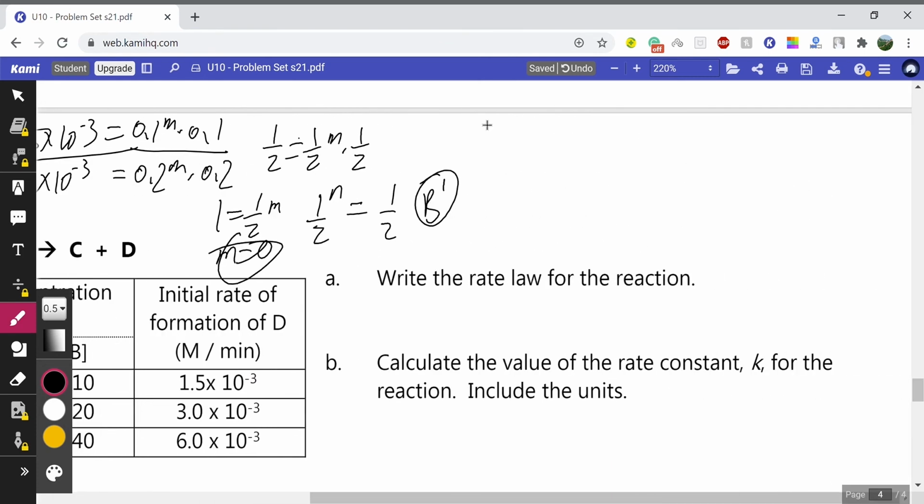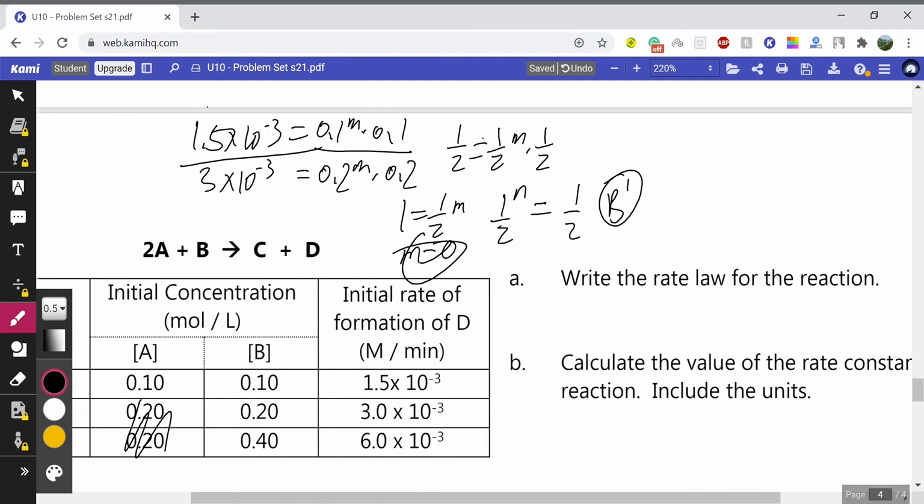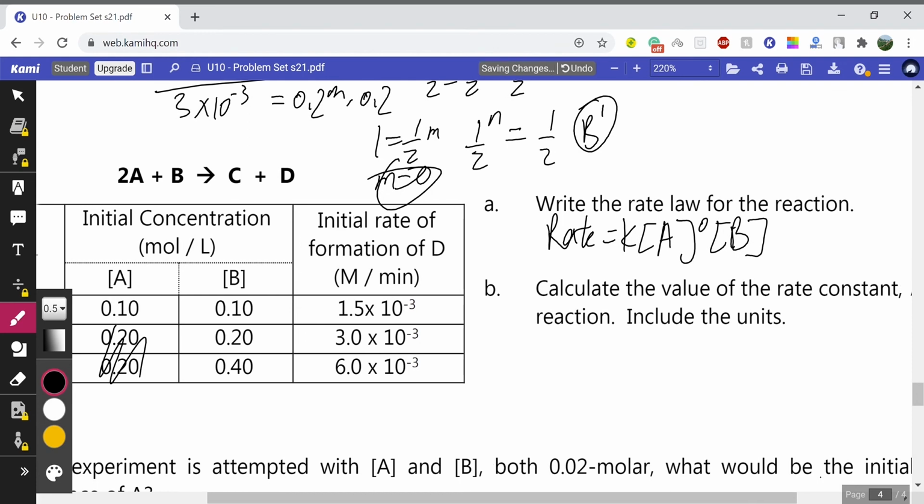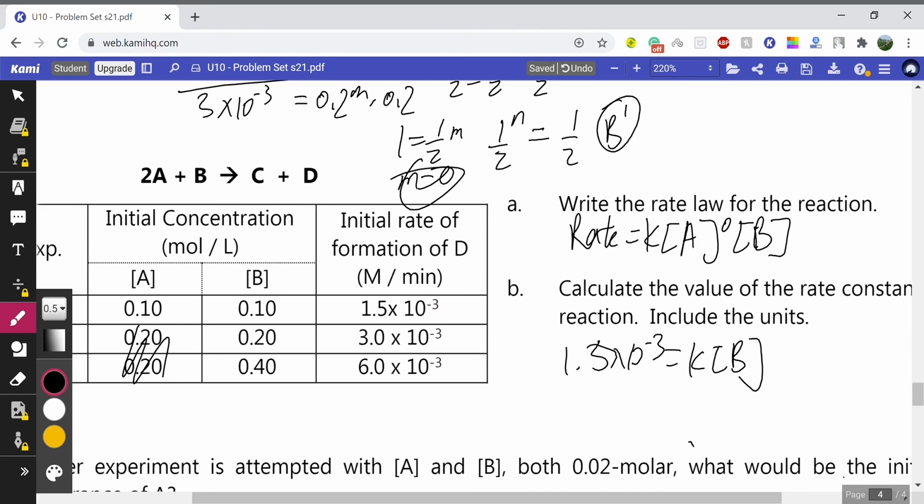So over here, the rate law will be rate is equal to K times A to the zeroth power times B to the first power. Calculate the value for the rate constant K. Easy. Let's just use experiment 1. 1.5 times 10 to the negative 3 is equal to K times concentration of B, because A is to the zeroth power, so it will not matter at all. So 1.5 e to negative 3 divided by concentration of B, which is 0.1, gives us K as 0.015.